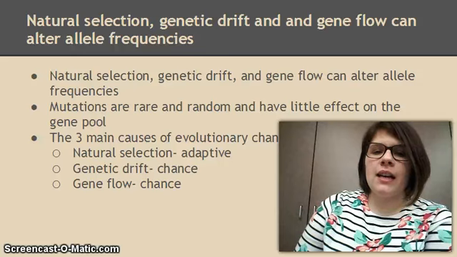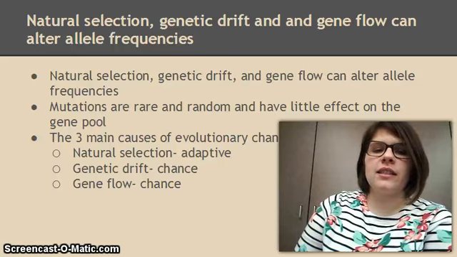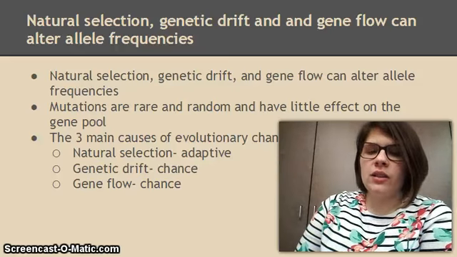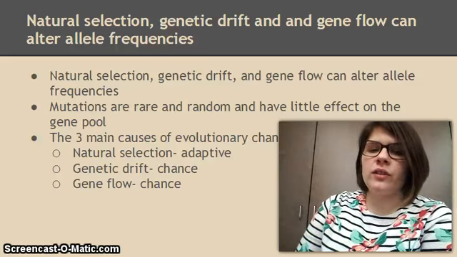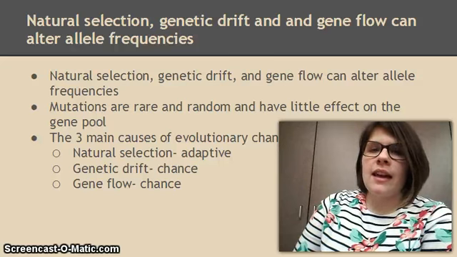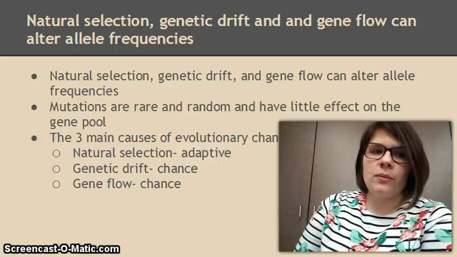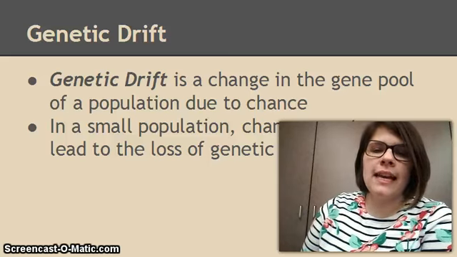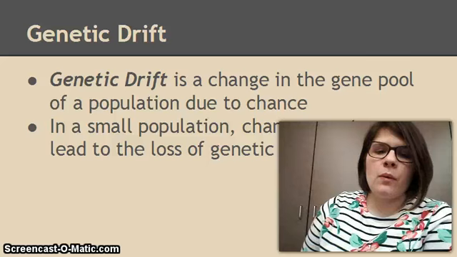The three main causes of evolutionary change are natural selection, which is adaptive. Remember, you're adapting to your environment. Genetic drift, which is all up to chance. And gene flow, which is also up to chance. So what is genetic drift? You've heard me say it. Well, now we're going to talk about what it actually is.